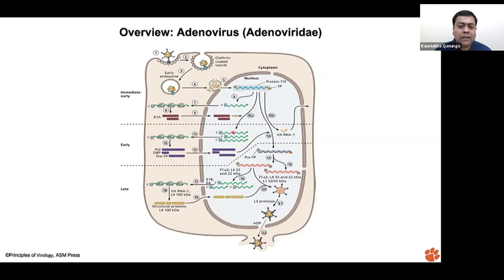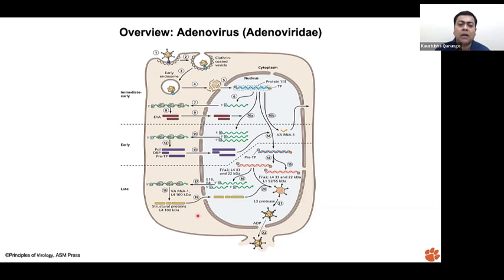That will stimulate the second round of mRNA synthesis, and this will produce the early mRNAs, and then early proteins will be transported back into the nucleus. That will stimulate DNA replication, and that will also stimulate the third round of mRNA synthesis, which will produce the structural proteins to be assembled.